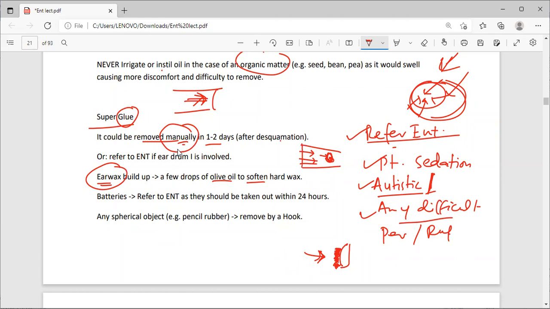Now the batteries. If there are any batteries, refer to ENT as they should be taken out within 24 hours, because they are dangerous to the ear canal. So again, batteries should be referred to ENT. Any spherical object like a pencil or rubber is removed by hook. I told you, spherical plus hard objects are removed by hook, and soft objects should be removed by alligator forceps.